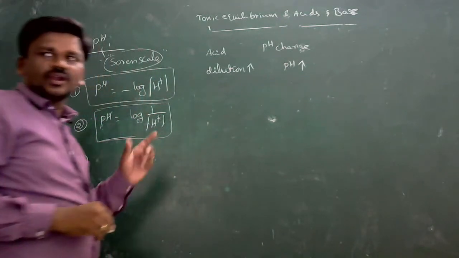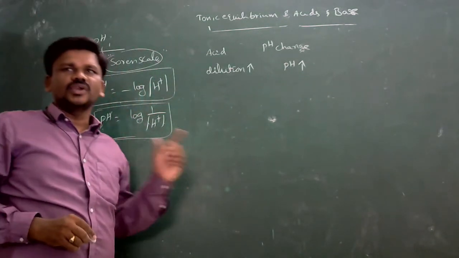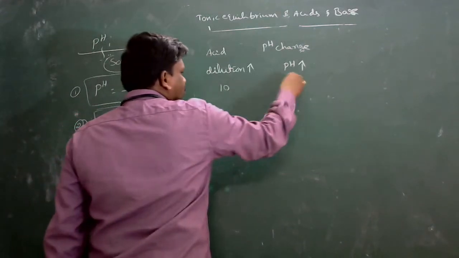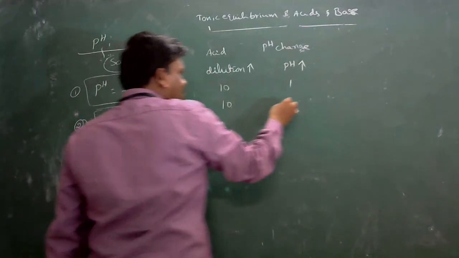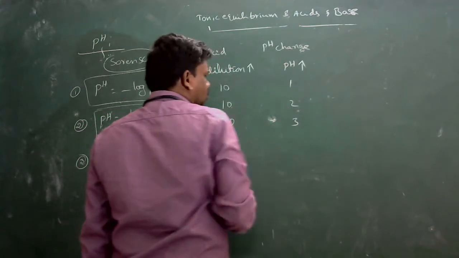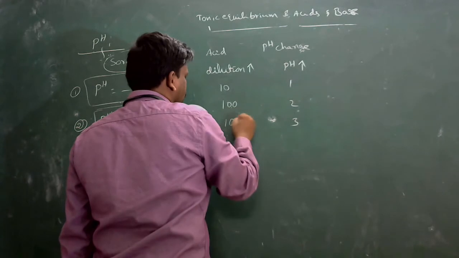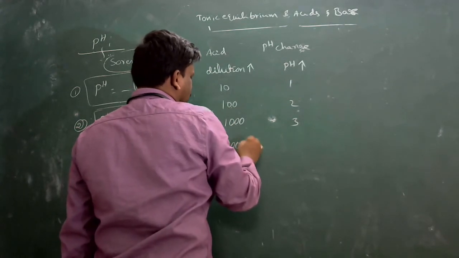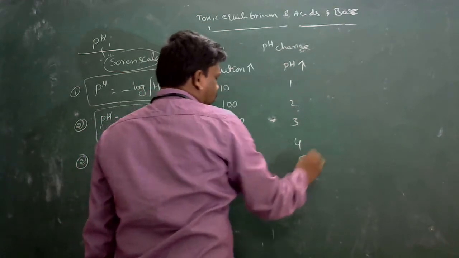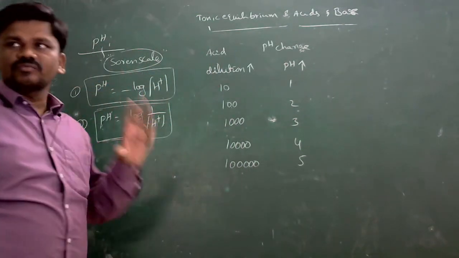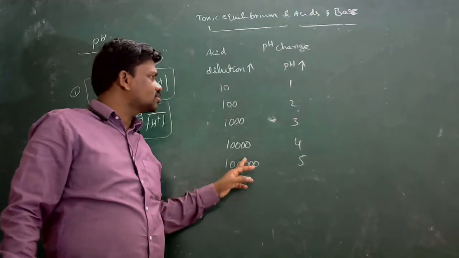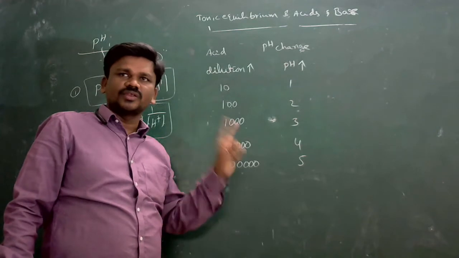For every 10 times dilution, the pH value is increased by 1 unit. 10 times means 1, another 10 times means 2, another 10 times, 100 and 1000 and 10,000 and 4, and so on. In case of acid, for every 10 times dilution, the pH value is increased by 1 unit.